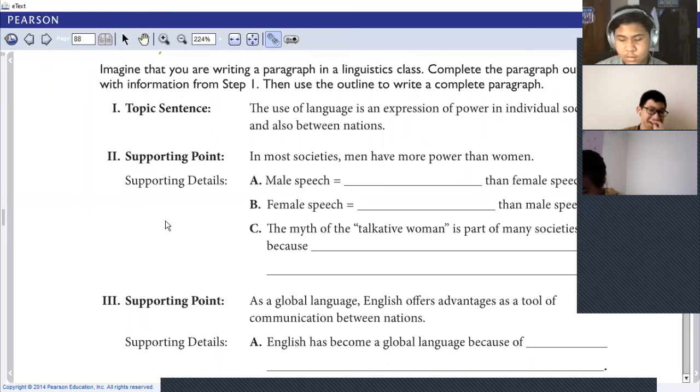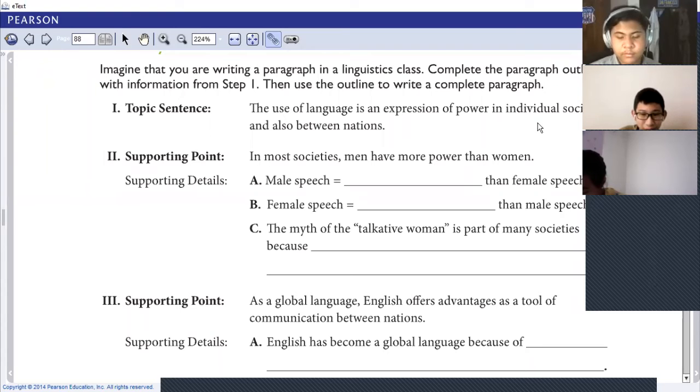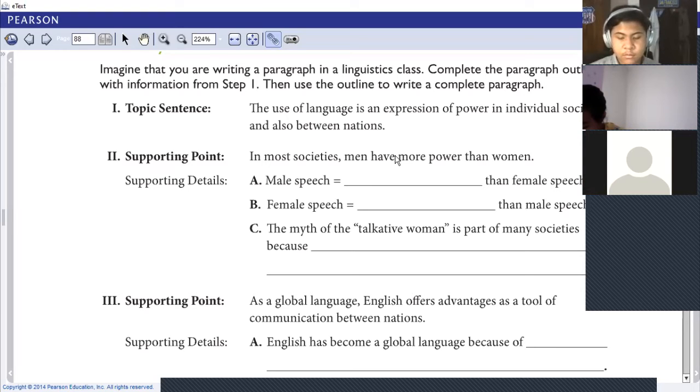What happened with male speech? Male speech equals? More directness. Yeah, very good. More direct than female speech. Ricky, can you tell me about female speech? What about that in comparison to male speech? Ricky, what about female speech? More politeness. Yeah, very good. More polite. Awesome. So male speech is more direct. Female speech is more polite than male speech.